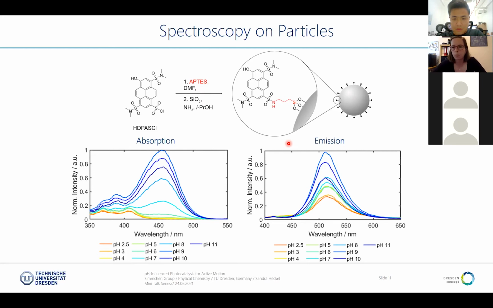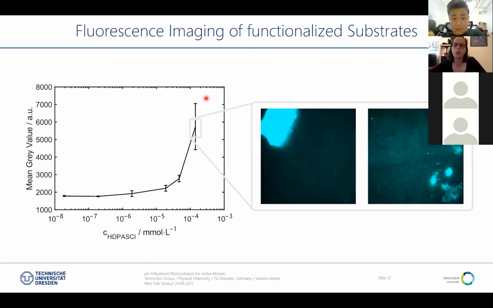So the next step was to coat it to our substrates. We did the same protocol there, again first coupled to APTES, and then coupled to glass substrates and not nanoparticles anymore. The results I will show you now.